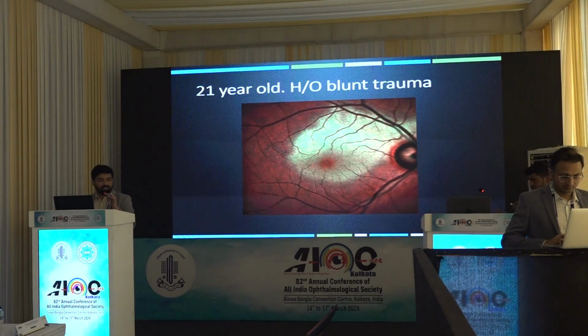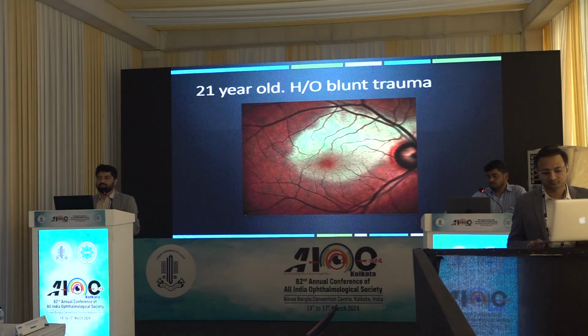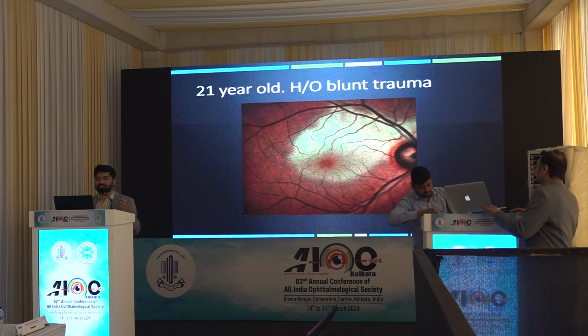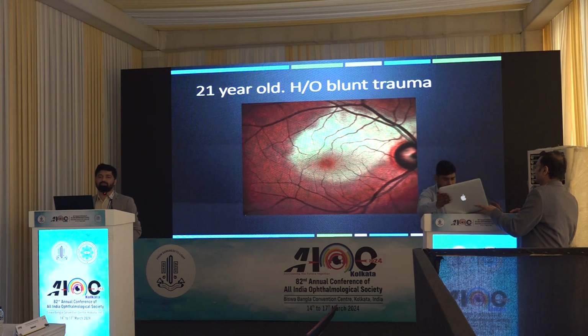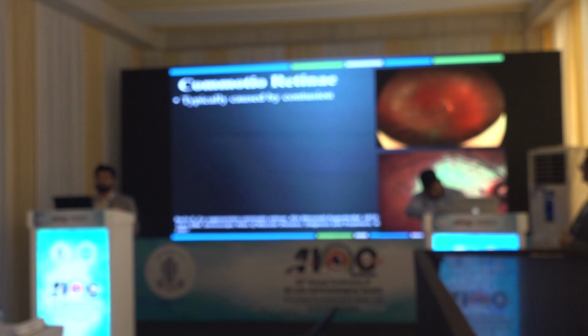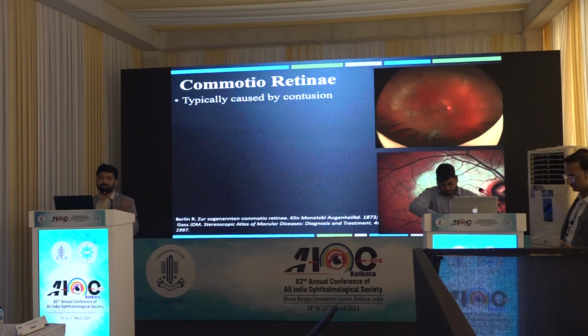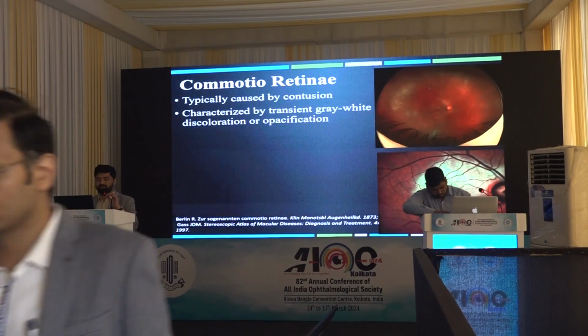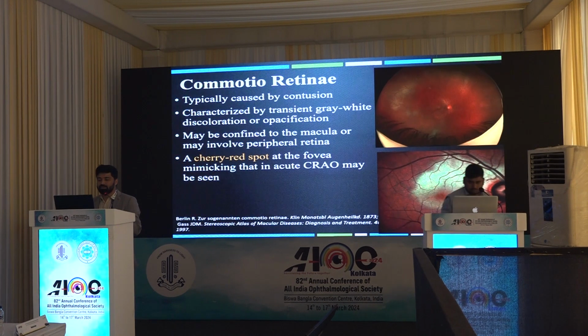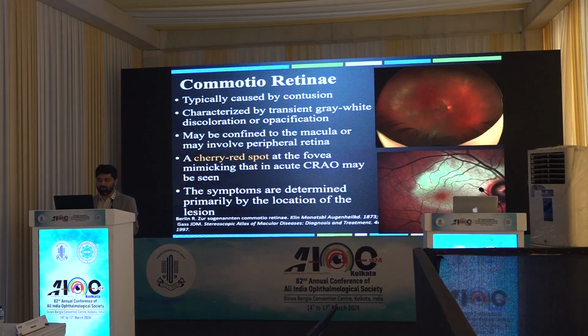Fine. So this was a 21-year-old male who presented to us with a history of blunt trauma. He had an opacification which is confined to the posterior pole. This is one of the most common posterior segment changes we see after a blunt trauma. This is commotio retinae. When it is limited to the posterior pole, we call it Berlin's edema also. It is characterized by transient gray-white discoloration or opacification, may be confined to the macula, or sometimes you can notice a cherry red spot mimicking a central retinal artery occlusion also.